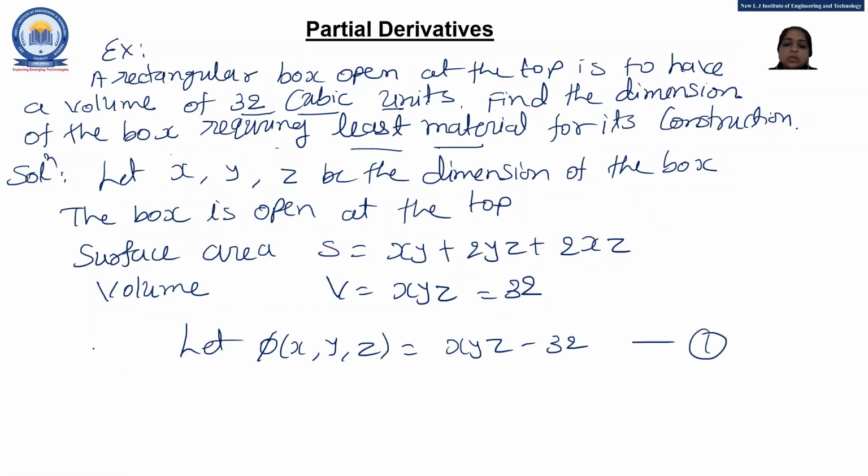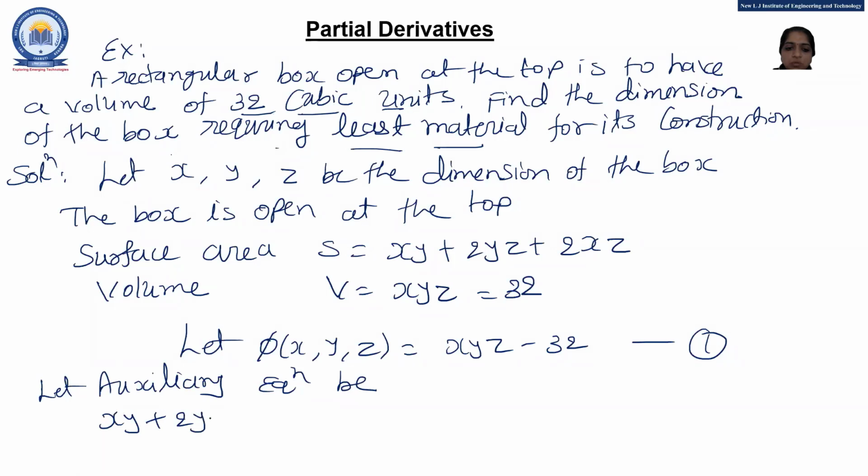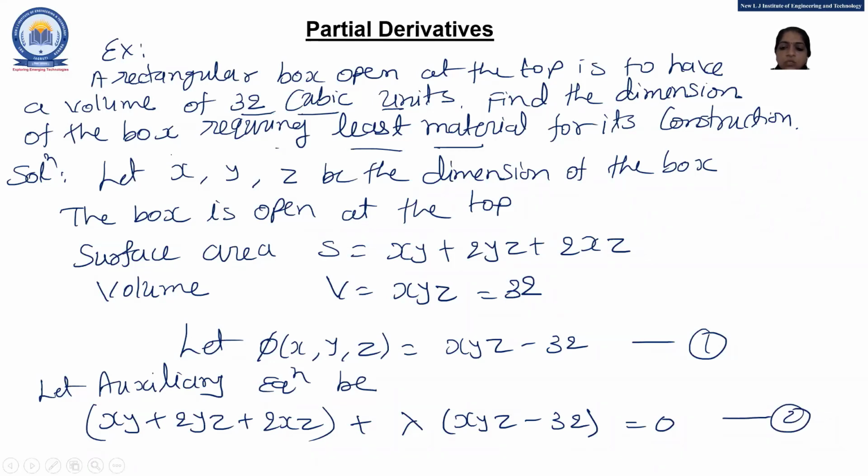Okay. Now the auxiliary equation is, let auxiliary equation be, that is our given function here, xy plus 2yz plus 2xz plus lambda, which is undetermined coefficient, into our given constraint, that is xyz minus 32 equal to 0, right? And this is our equation 2. So have you any doubts, students, till equation 2?